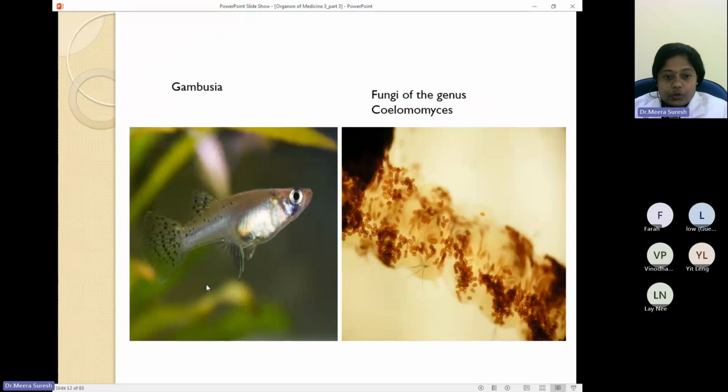So here this is the gambusia or the mosquito fish, and then the fungus belonging to Coelomyces, which can actually kill the mosquito larvae.